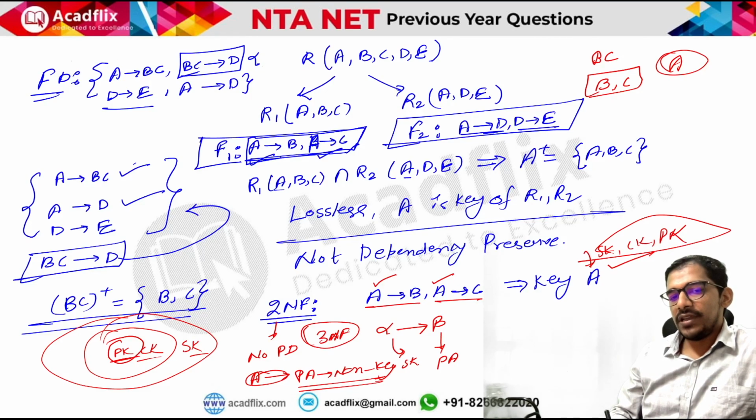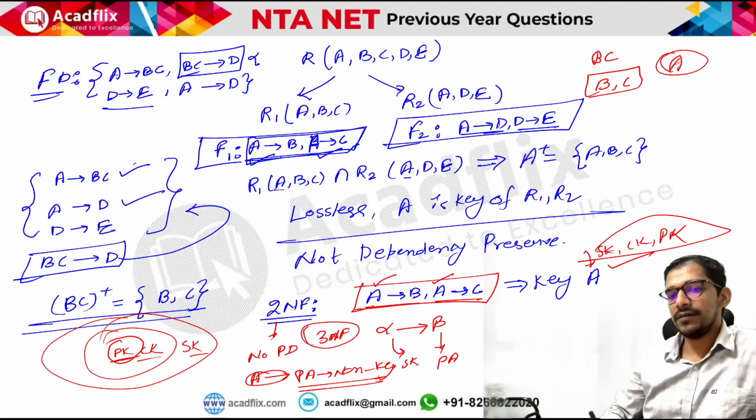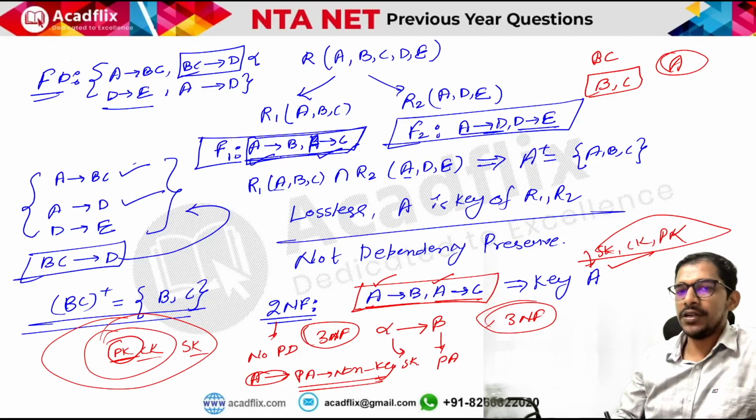So A is a super key, and A is a super key. In both of the functional dependencies, the left hand side is a super key. That means the first relation R1 is in 3NF. It is also in 2NF, but the stronger normal form is 3NF. So we will say that R1 is in 3NF, because every relation which is in 3NF is also in 2NF. So the stronger answer will be 3NF.